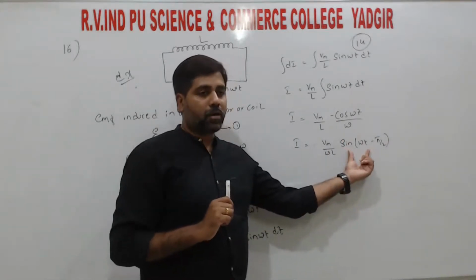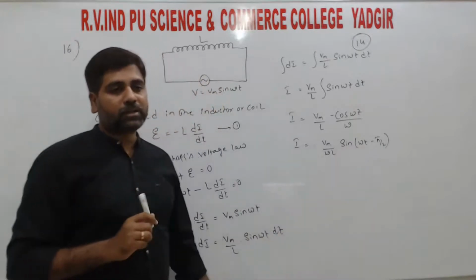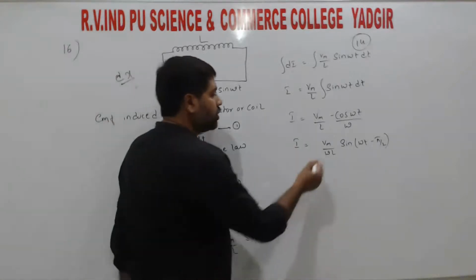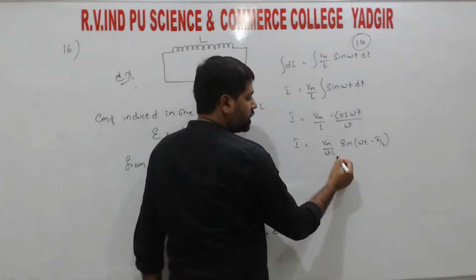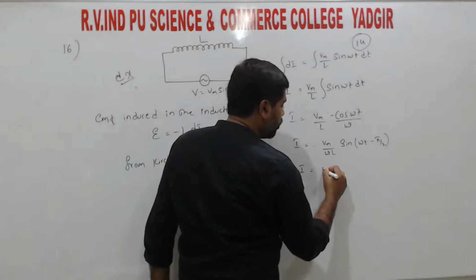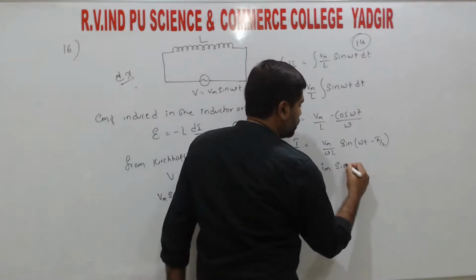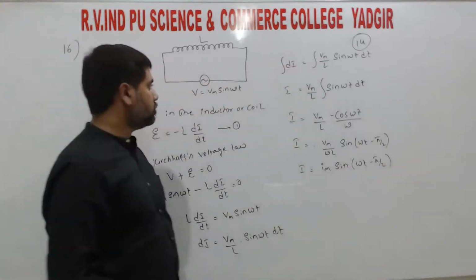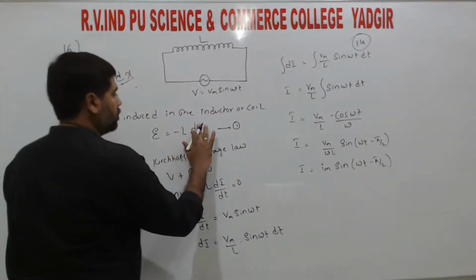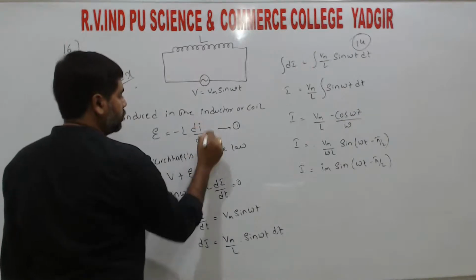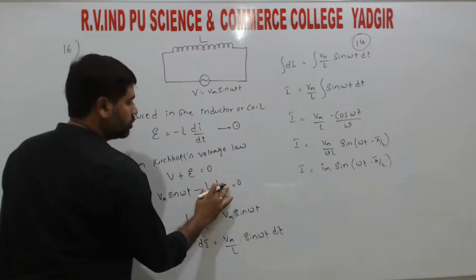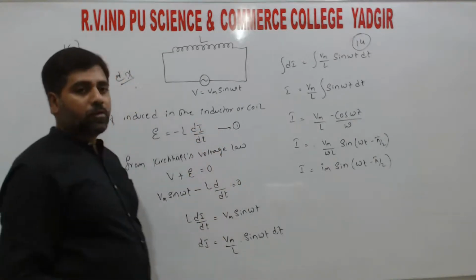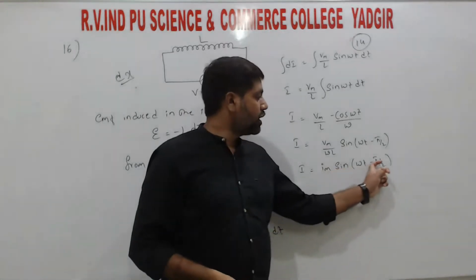Again this is from trigonometry. So for pi by 2 minus theta, cos changes to sin, and sin changes to cos. Right? So this Vm is a constant, omega constant, L constant. So we are replacing this with one more constant, that is Im, sin of omega t minus pi by 2. We took capital I everywhere, so change that to small i. So i is equals to Im sin omega t minus pi by 2.